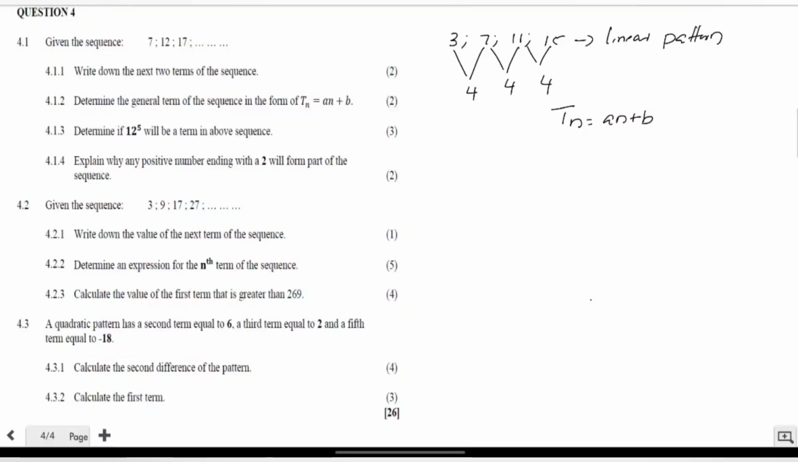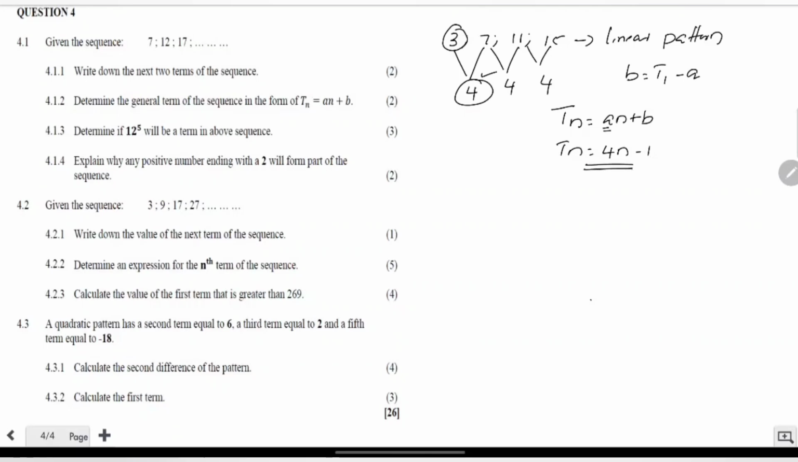Clear? So what is the value of A? A is always the common difference. What is that? 4, isn't it? So Tn is equal to 4n. Then what is B? B is always the first term minus the common difference. The formula is T1, the first term, minus the common difference A. So that is 3 minus 4, which is minus 1. Is it clear? So this is the general term.